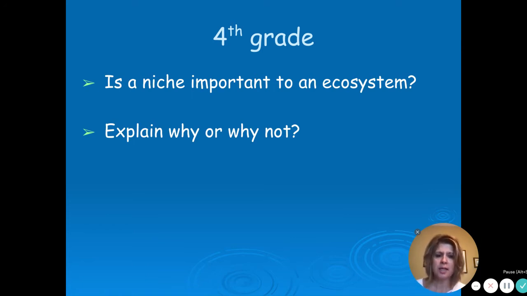Think about your own house. The house has to have specific jobs for people to do in order for the home, or habitat, to run smoothly. So a niche, a job, is important to all ecosystems in order for them to run smoothly.